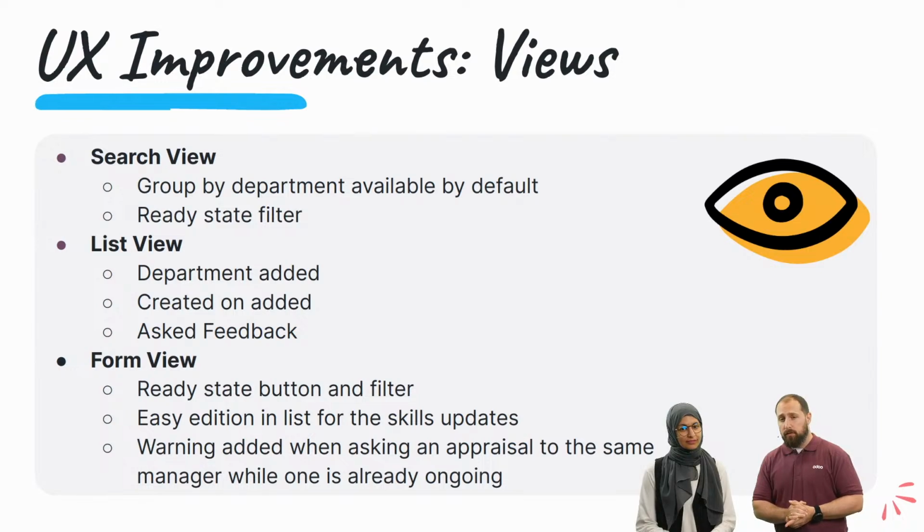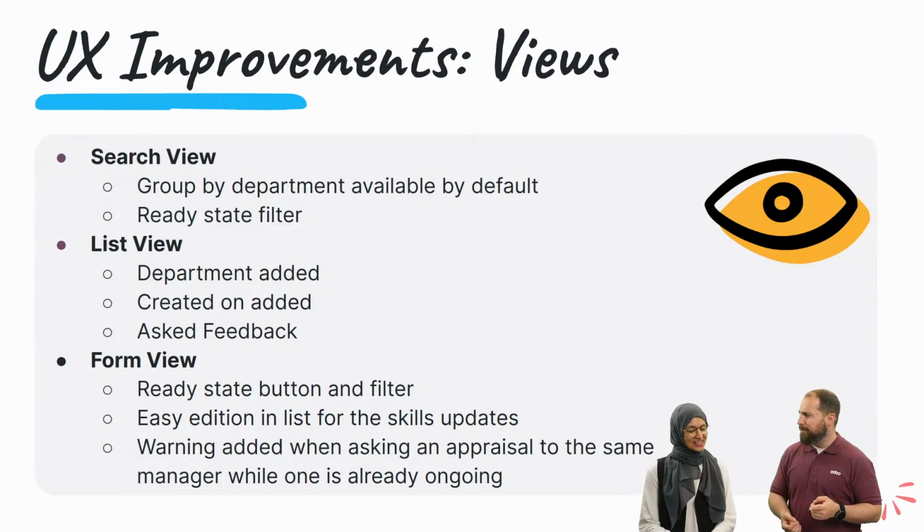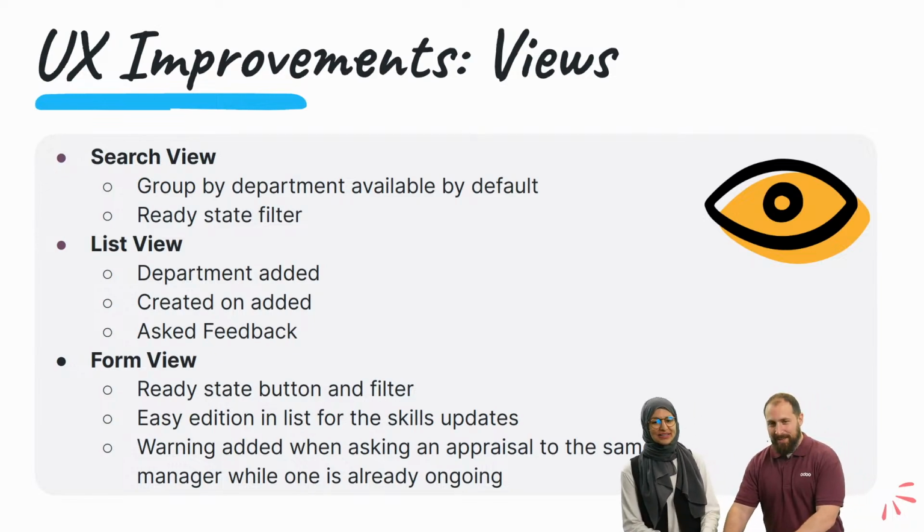Now finally on the form view, again, this ready state button and the possibility to filter. Also, this one I like, it's the easy addition in the list for the skills updates. And then finally we've got a warning when you try to ask for an appraisal while you already have an ongoing appraisal with the same manager. I think I saw that one earlier. Yes, we got a little sneak peek of it.